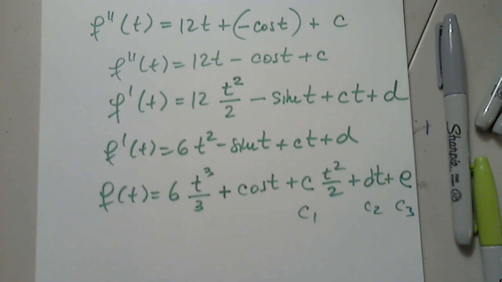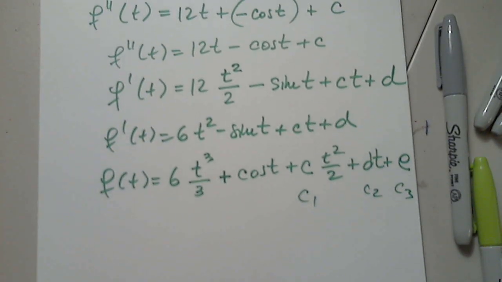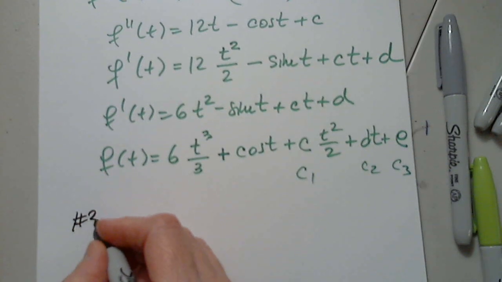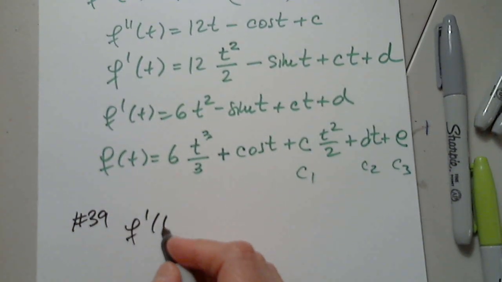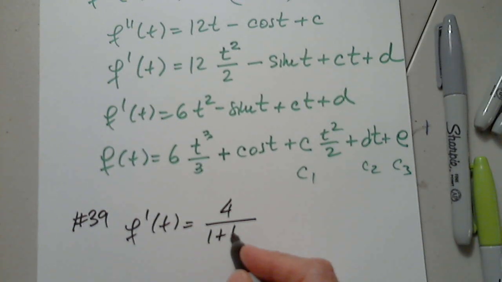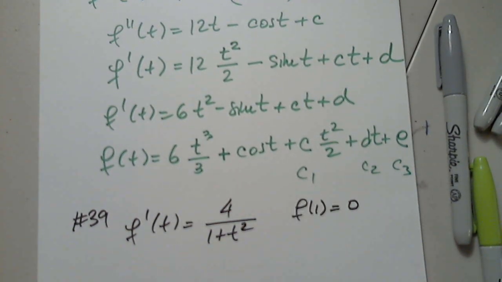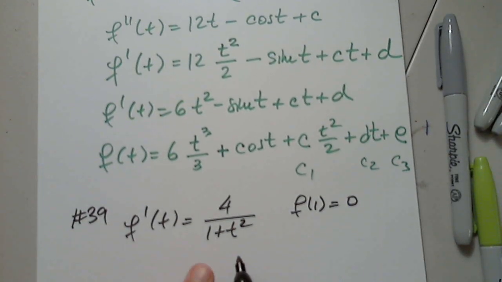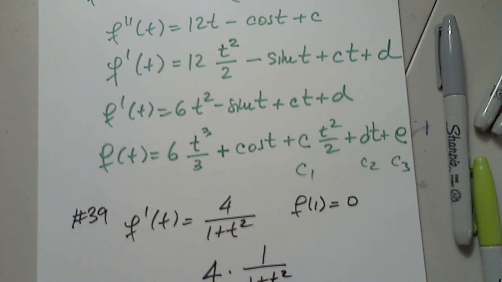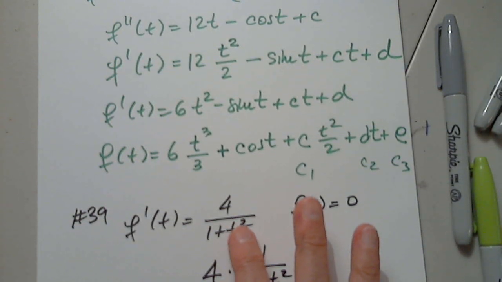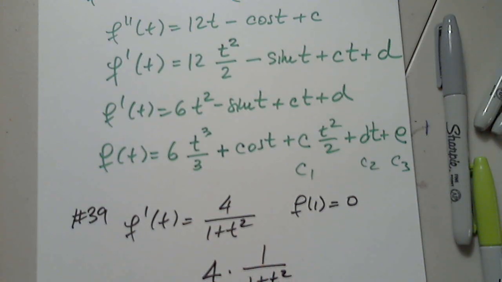I would like to choose 39. And then you choose. 39. f prime of t equals 4 over 1 plus t squared. f of 1 is 0. Okay. When you look at this, I want you to see this, because that's what it is. Once you see this, you can never undo that. You will always see it correctly, because this is more difficult to work with than this. So now I have f of t.